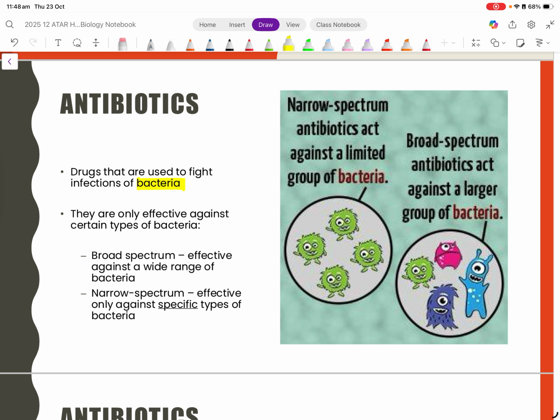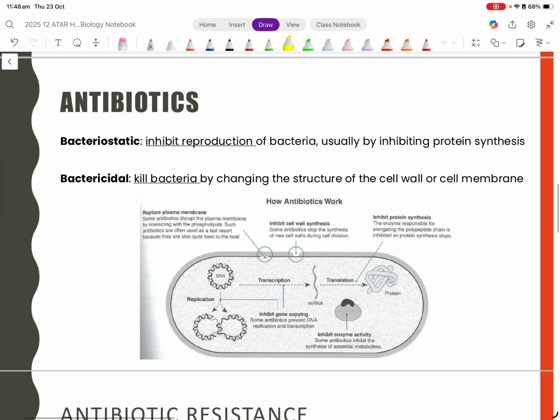Now, they're only going to work against either a broad variety of bacteria or a really narrow variety of bacteria. So in the case of broad spectrum antibiotics, they're going to fight off a broad range of different bacteria. And in the case of narrow spectrum antibiotics, they're only going to focus on a really limited group of bacteria. So they can act in two different ways.